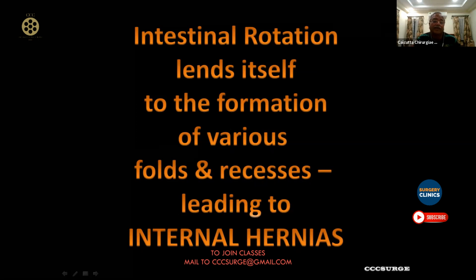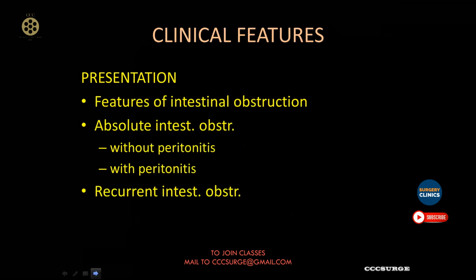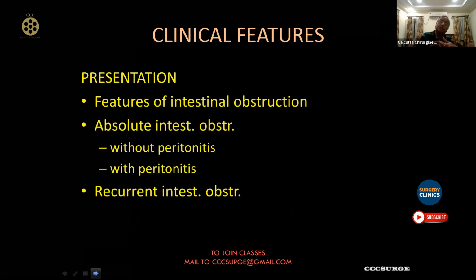Okay, right. Now, if you know that, the next thing is the presentation. What is the presentation of an internal hernia? It's just features of intestinal obstruction. You can have absolute intestinal obstruction with or without peritonitis, or you could have recurrent intestinal obstruction where the hernia goes and gets stuck and then pops out again.